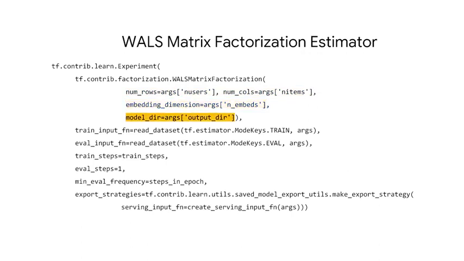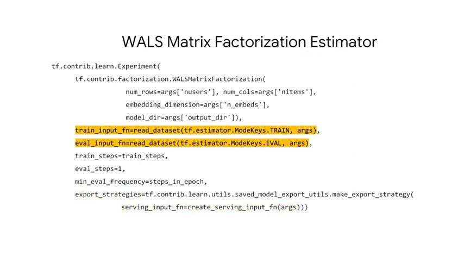Of course, we also need to tell the estimator where to write out the model files. We'll need a train input function that takes our preprocessed TF records, and likewise an eval input function for those TF records. Also, we'll need the number of steps, or batches, we are going to train for. And for evaluation, we'll want to set the minimum evaluation frequency so that we don't get our training bogged down by evaluating too often. Lastly, we'll set an export strategy with our serving input function for inference serving.